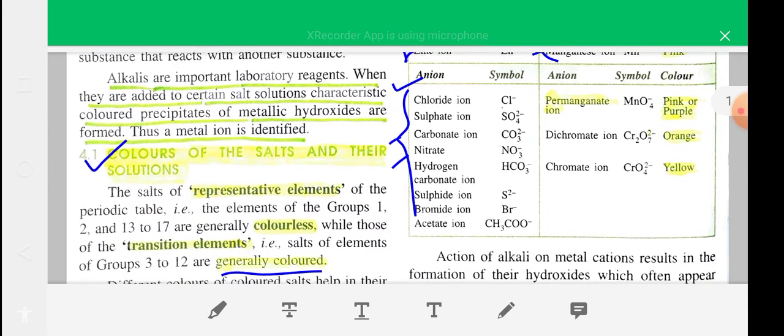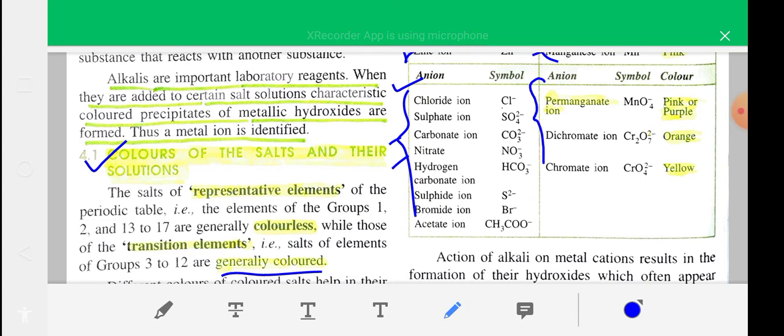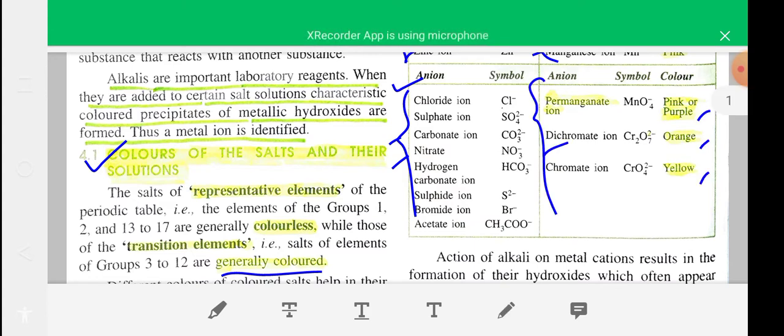Okay, and now see, some anions are also colored, like permanganate anion, MnO4-, which is pink or purple. Okay, dichromate, Cr2O7 2-, which is orange colored. Chromate ion, CrO4 2-, yellow colored. So you have to remember the color of different metal ions and the color of different anions given here from this table. You have to remember.